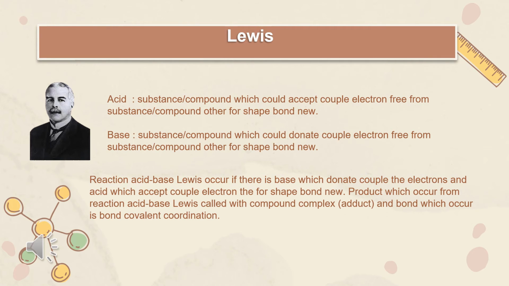In the opinion of Lewis, an acid-base reaction occurs if there is a base which donates a pair of electrons and an acid which accepts the electron pair to form a new bond. The product which occurs from the acid-base Lewis reaction is called a complex compound or adduct, and the bond which occurs is a coordinate covalent bond.